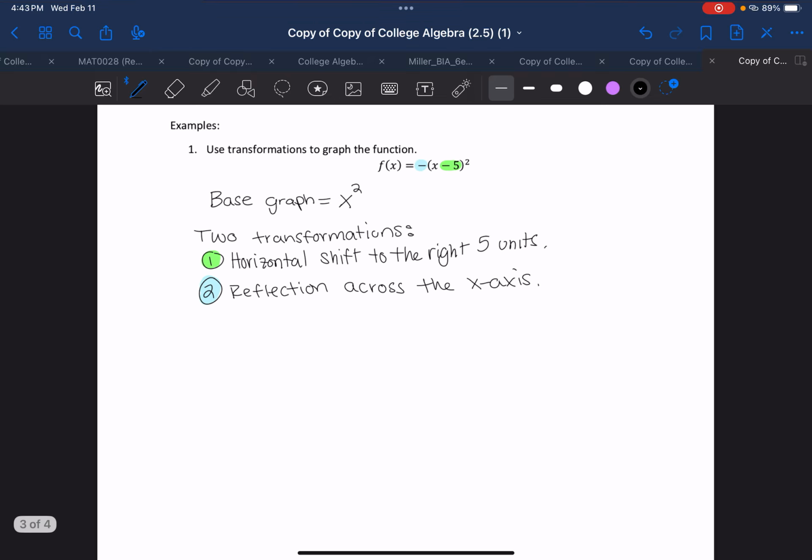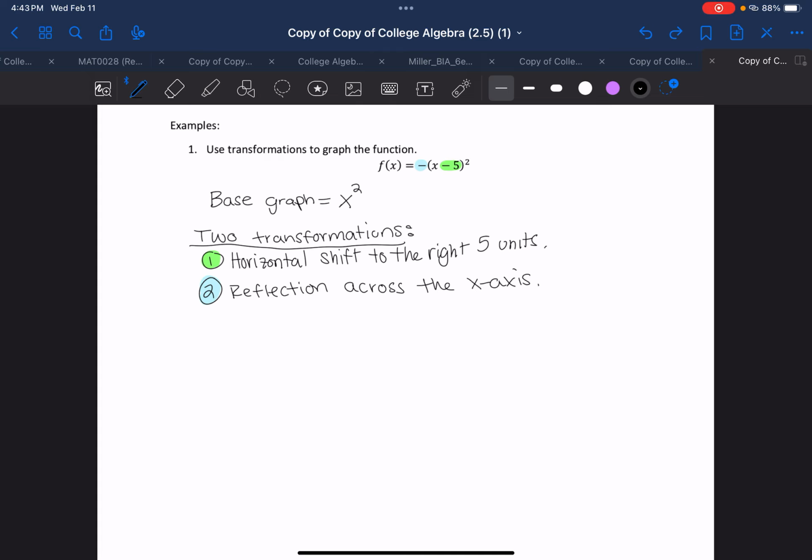Okay, so to graph this, I'm going to start by doing each transformation at a time, from my base graph. So we start with this in our graph, and then we follow the transformations until we get the final answer.